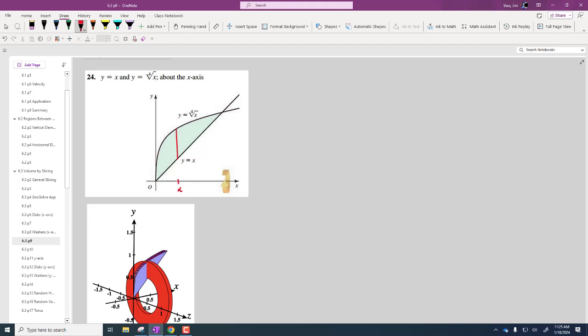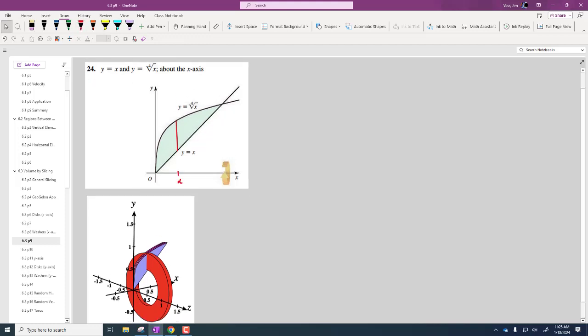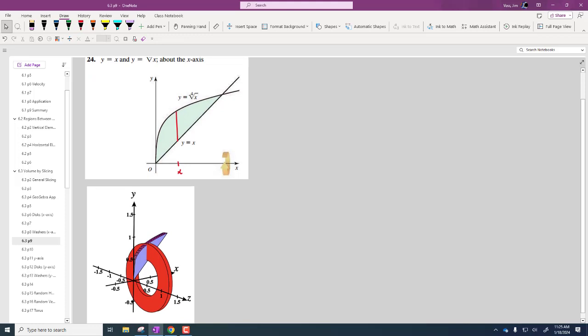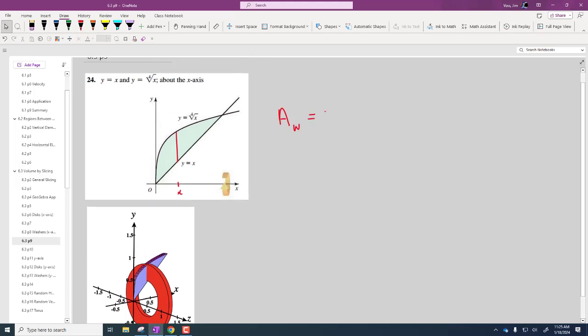So there's our element, our vertical element or rectangle, however you want to envision it. When it rotates around, we get that washer, or cross-sectional slice. So the area of a washer is pi times the outer radius squared minus pi times the inner radius squared.